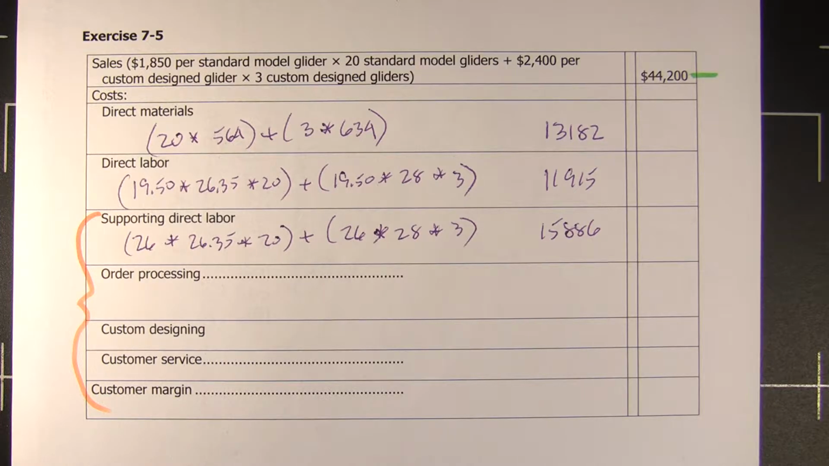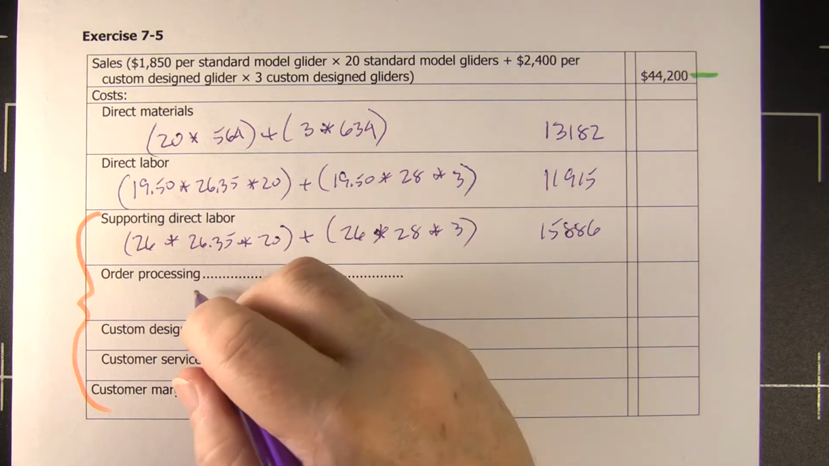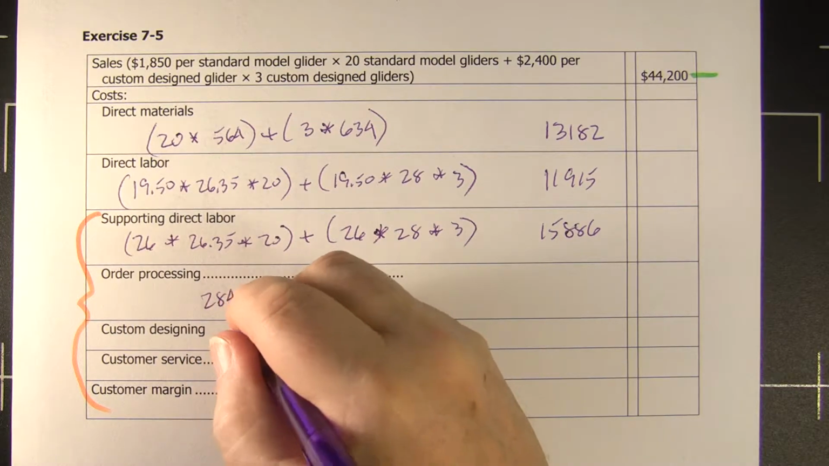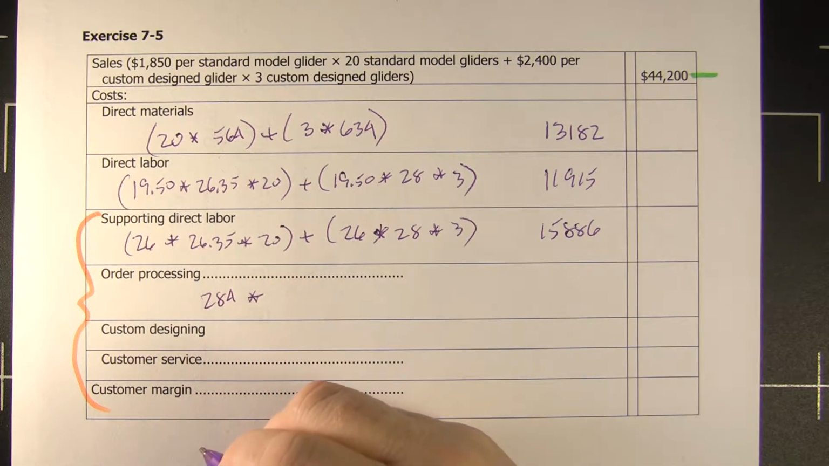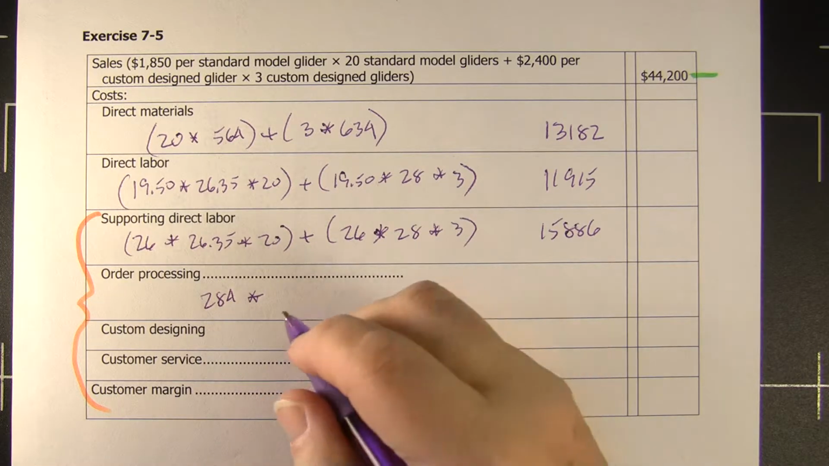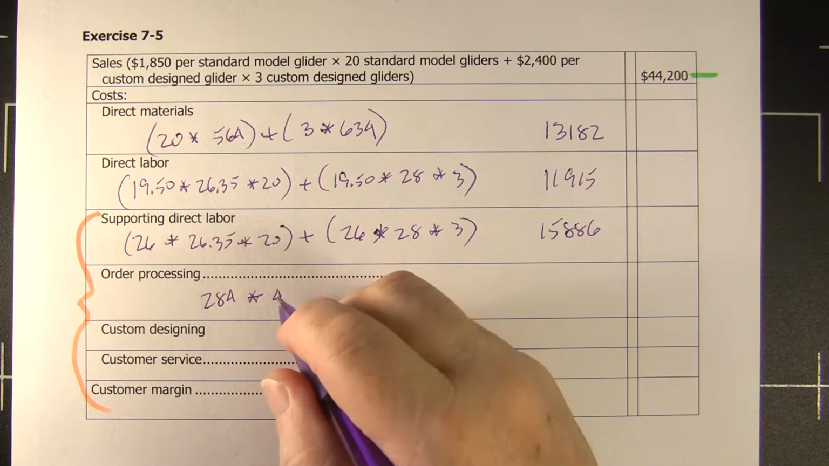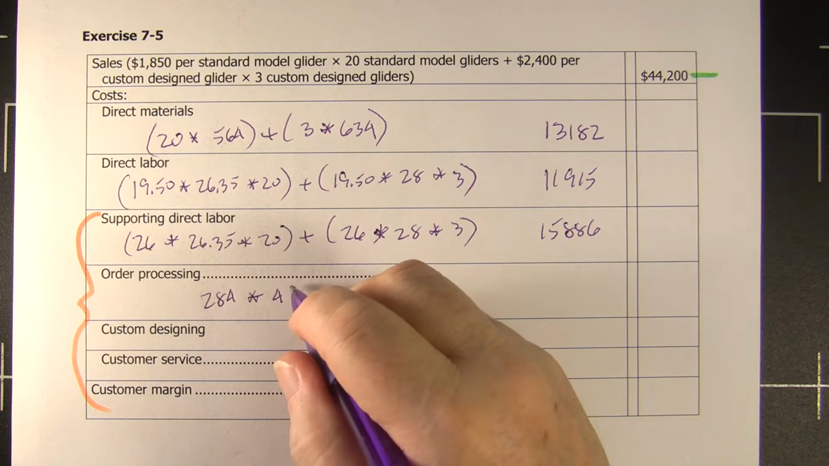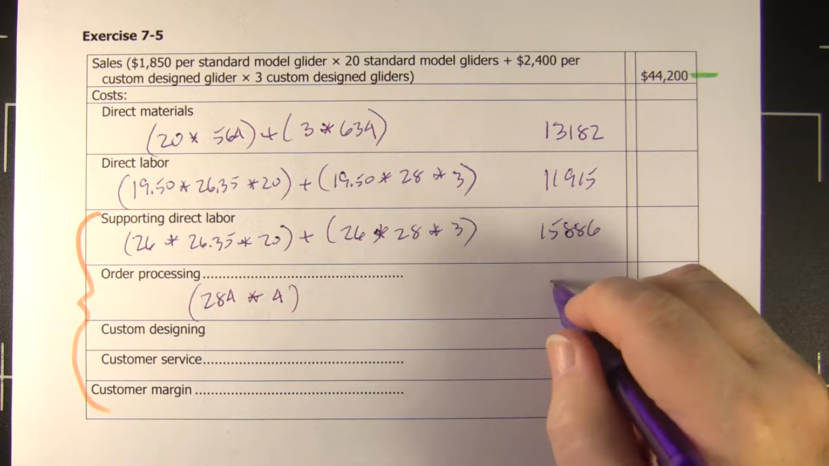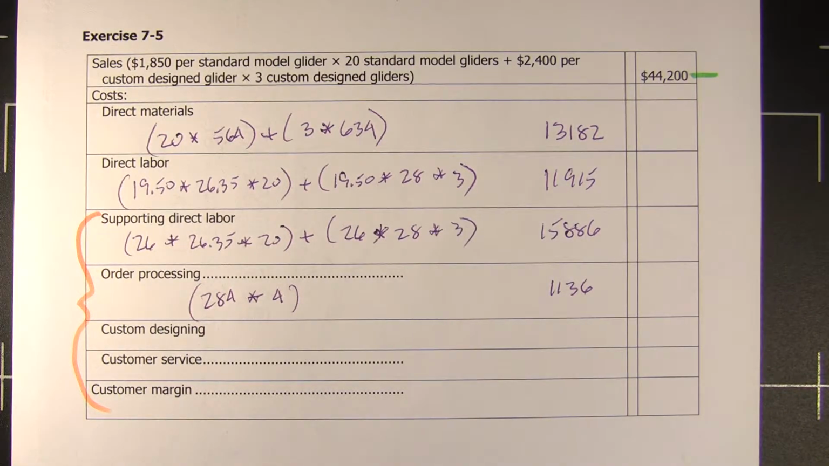That's just weird. Okay, so order processing, they tell us that's $284 per order, and we're looking at a total of 4 orders here, 1 for 20 and 3 for 1 each. So that's a total of 4. So we have 4 orders. That's at $11.36. Remember, 4 orders. We had 1 order for 20, and we had 3 orders for custom. So that's a total of 4.